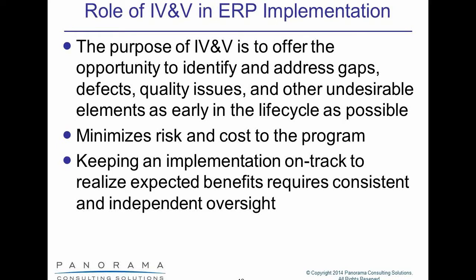And then finally, the role of IV&V is to also help keep an implementation on track to realize the benefits that are expected. As you recall from a slide a few slides back, a majority of projects do not achieve the benefits they expect. IV&V is focused not just on making the project successful from a risk perspective and making sure that the project doesn't fail, but also on ensuring that we're optimizing business benefits and that the organization is getting what they expect out of the system.